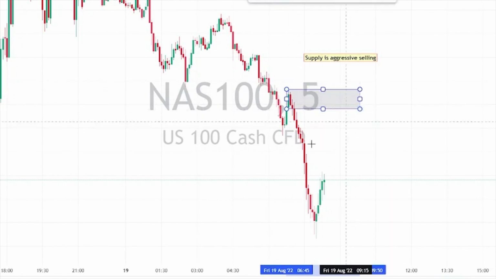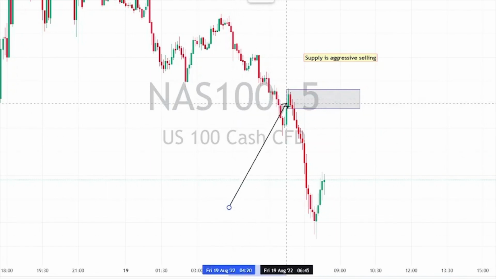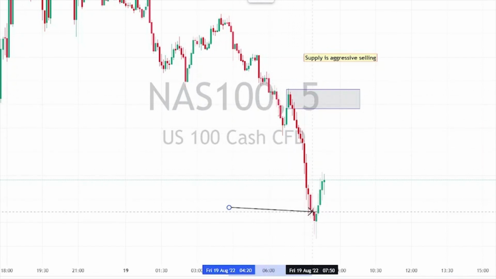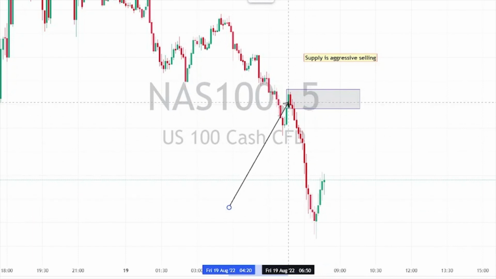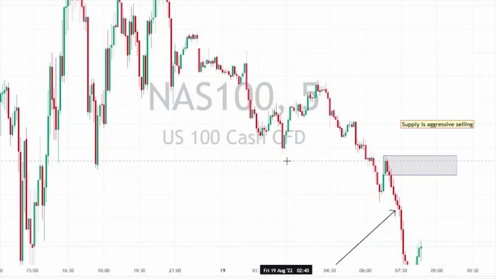is my supply. This is the last up close candle before the drop. So this is a supply zone: the last up close candle before the drop in a downtrend.